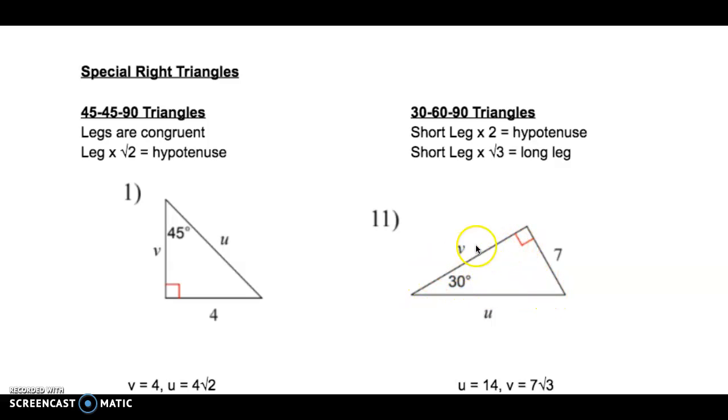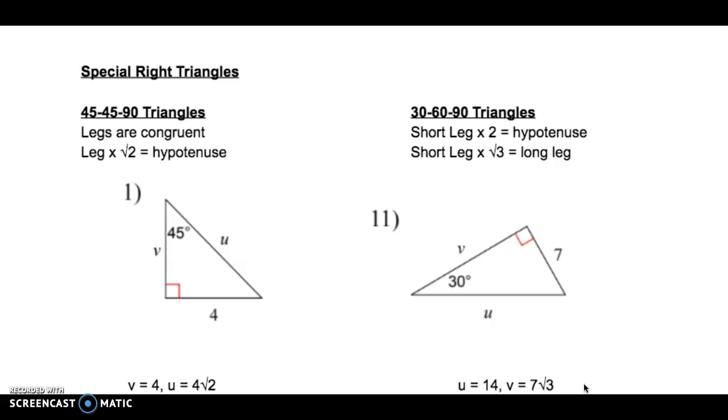For 11, again, this is a 30, 60, 90. So find the short leg. Well, that's your long leg. This is your short leg. This is the hypotenuse. So the short leg times 2 is the hypotenuse. So literally double 7, and u would be 14. Also, if you have 7, short leg times radical 3 gives you the long leg, so 7 radical 3 is this length.